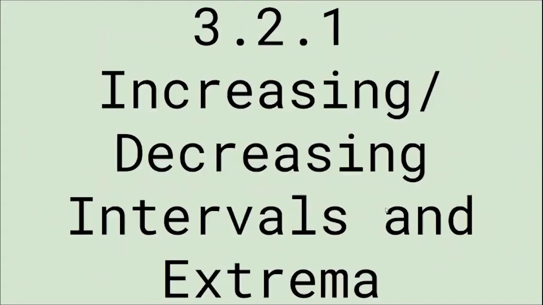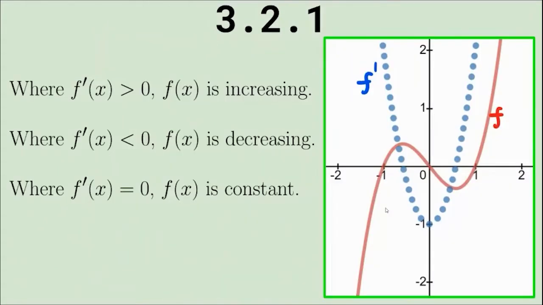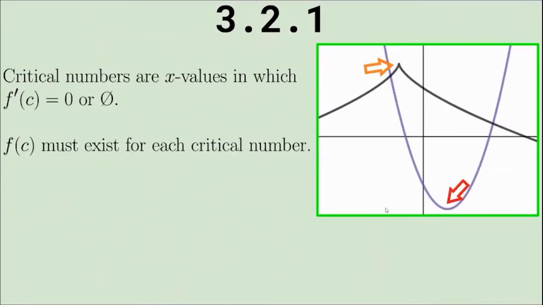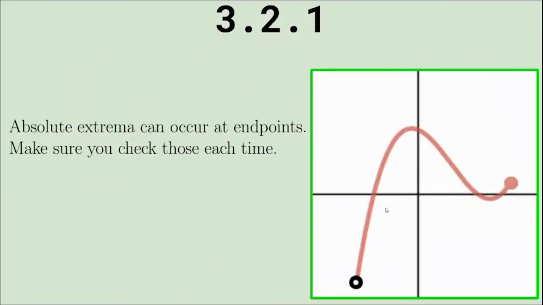Increasing, decreasing. If the derivative is positive, the original function is increasing. If the derivative is negative, the original function is decreasing. If the derivative is 0, then the original function is just constant. It's not increasing or decreasing. When it changes from positive to negative and the point exists, it's a relative max. The opposite is true for relative min. If it's negative to positive and it still exists there, it's a relative min. Critical numbers are where the derivative is equal to 0 or undefined. Do not forget the or undefined. Absolute extremum, make sure you test the endpoints.